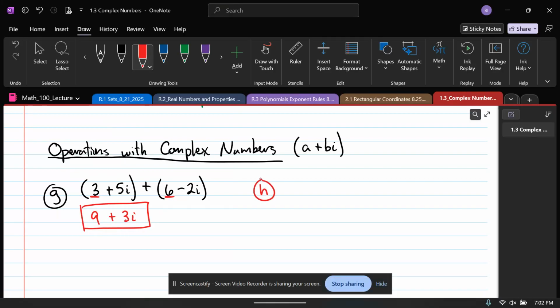Example H. Let's do 3 plus 5i minus 6 minus 2i. Guess what you do? Subtract the like terms. What's 3 minus 6? Negative 3. What is 5i minus negative 2i? Plus 7i. Very good.